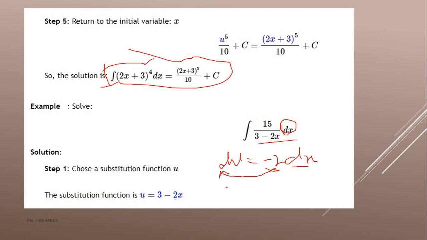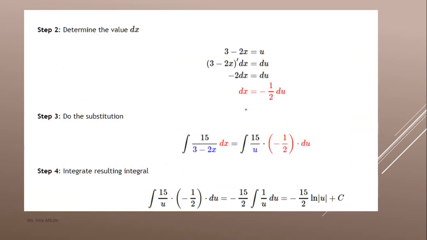So this portion is multiplied with du, it becomes du over minus 2. When we move the equal sign from right to left, the multiplication with dx becomes division on the left side, so it becomes du over minus 2 equals dx. So it becomes the integral of 15 over u times du over minus 2. You can see the dx value, then putting the value in.